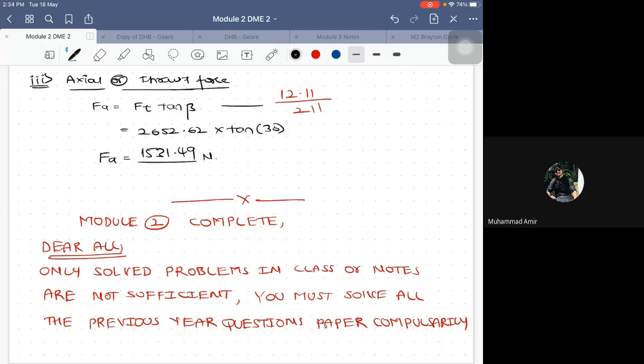Dear all, only solved problems in class or notes are not sufficient. You must solve all the previous year question papers, compulsory. Okay. Job is done, Nandan.